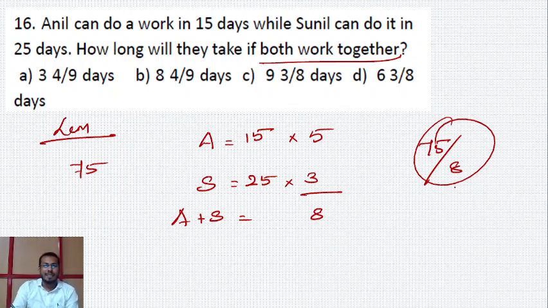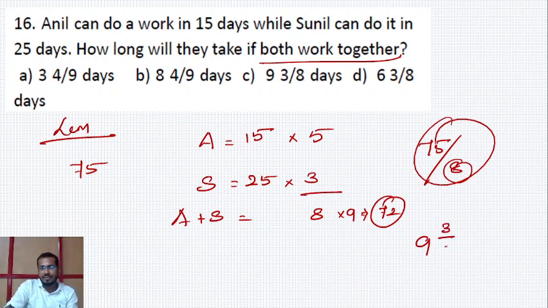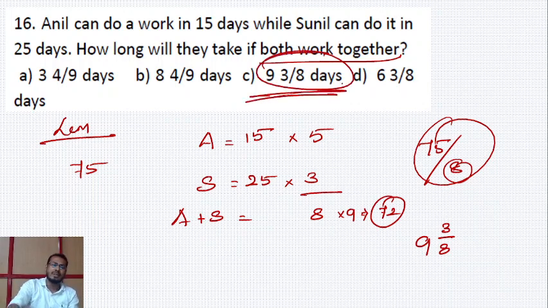Mixed fraction. Okay, so in 8 table, 8 into 9 is equal to what? 8 into 9 is 72. So 72 chocolates was completed in 9 days. Okay, what is the remaining? 3 chocolates. 3 divided by 8. 9, 3 by 8 is the answer. That's it. Or else you can divide 75 divided by 8. You will get the answer.